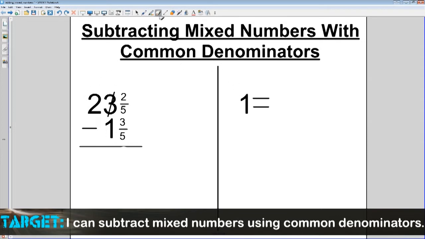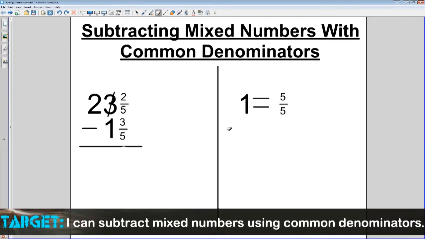Now, as you can see over here, I've already borrowed 1 whole. But what am I going to do with that 1 whole? That is the question we have to ask ourselves. We're going to take that 1 whole and change it to 5/5. Why 5/5, you might be asking? Well, if you remember, any number over itself as a fraction is equal to 1. And I chose 5 because our denominator in our original problem for both fractions is already 5. Very simple to understand and do.